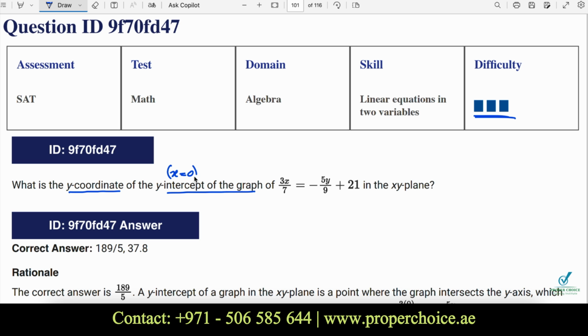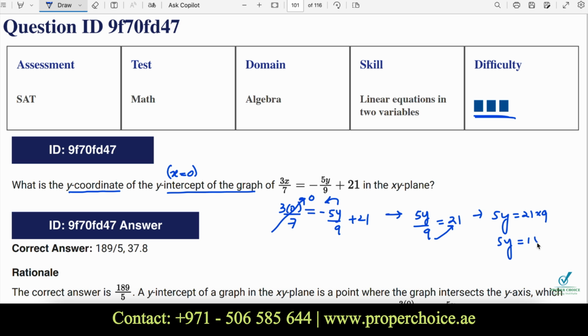So when you substitute x as 0, this term turns to be 0. 3 times 0 by 7 equals negative 5y by 9 plus 21. This term turns to be 0 entirely because any number multiplied by 0 is 0. So this will be rearranged, when you take this negative term to the other side, as 5y by 9 equals 21. Now to solve for y, just do cross multiplication, so that 5y equals 21 multiplied by 9, which gives us 189. So 5y equals 189.